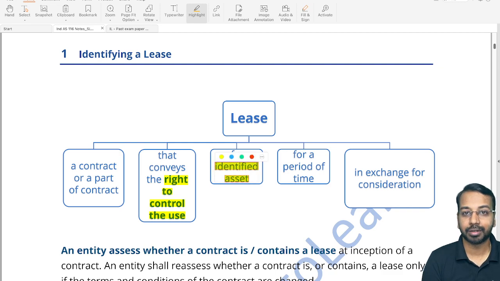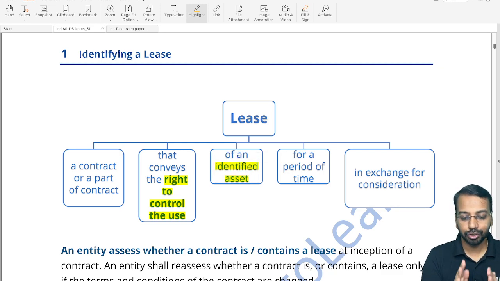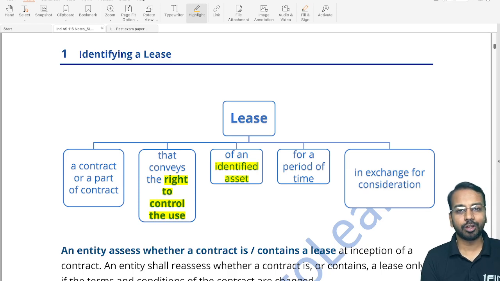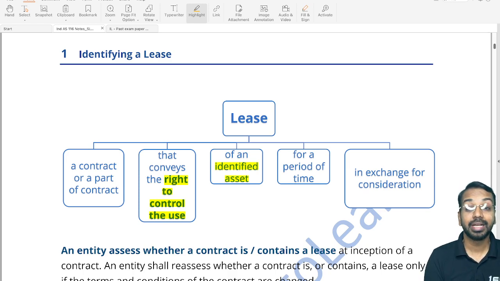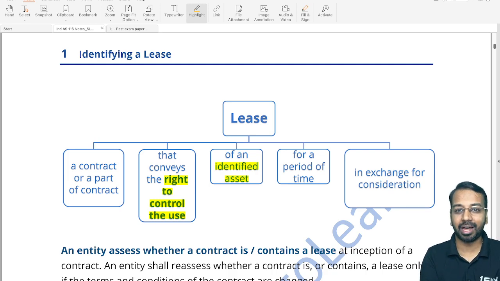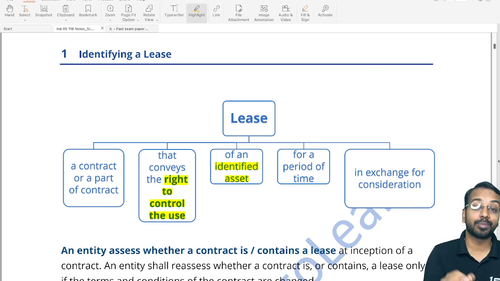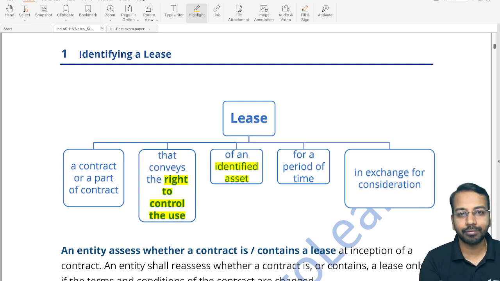Again, very, very important: the asset must be identified. You must be able to tell that, yes, this is the asset that is the subject matter of the lease. This particular floor, this particular flat number is the subject matter of lease. Or this particular specific car with this registration number is the subject matter of lease. So the asset must be identified. A lot of time what happens is, there are contracts.